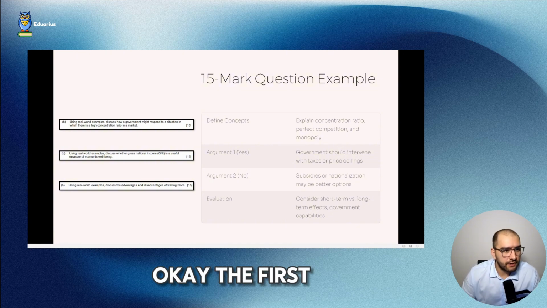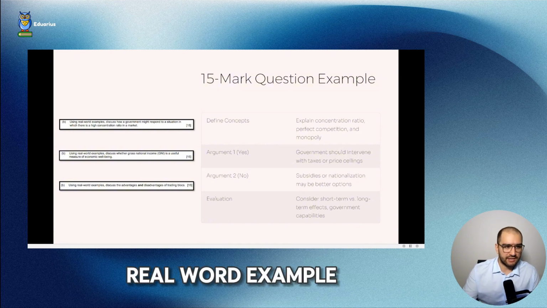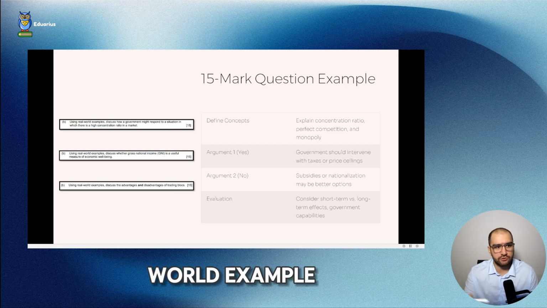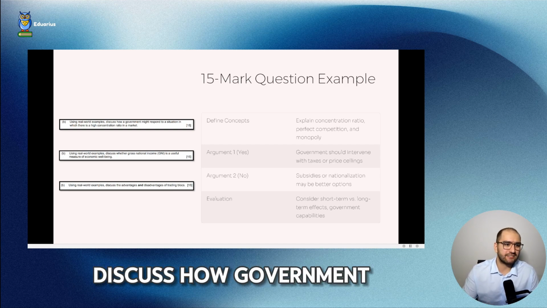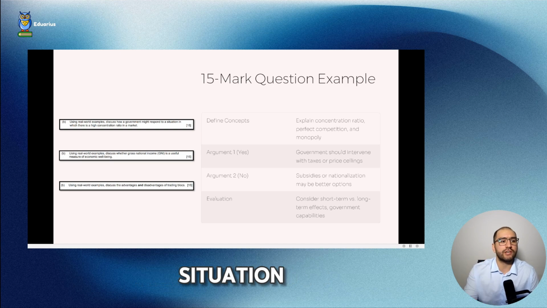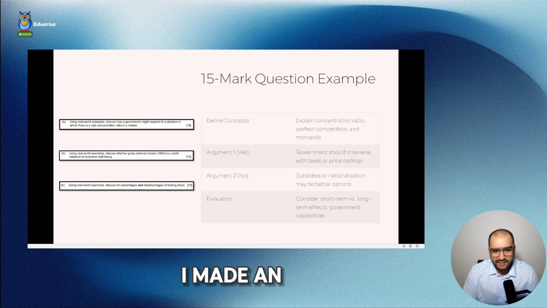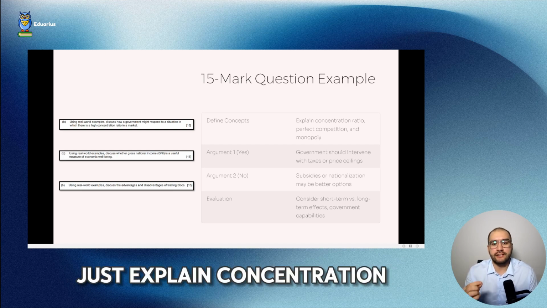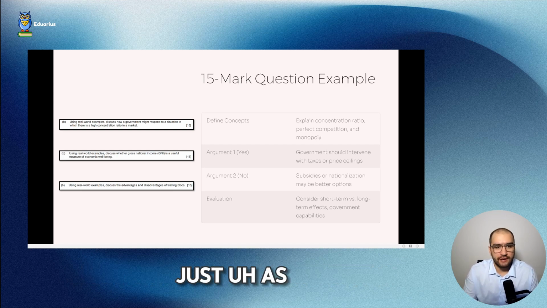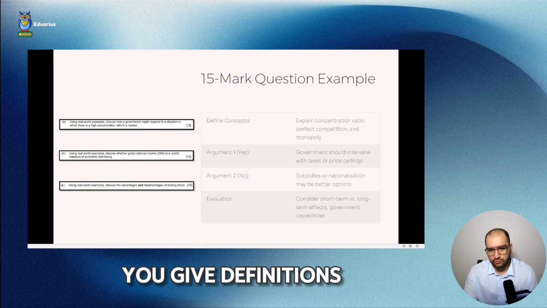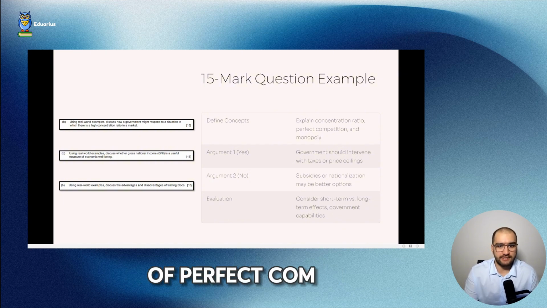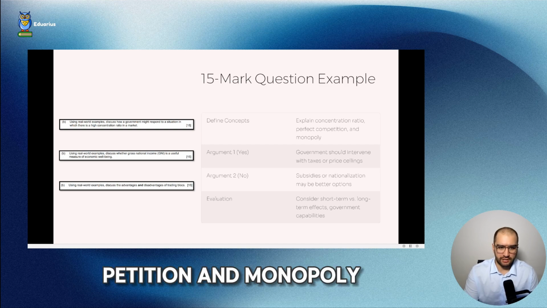Okay, the first will be using a real world example, just a 15-mark question. Discuss how government might respond to a situation in which there is a high concentration ratio in the market. I made an example, just explain concentration ratio. Just as for the 10-mark question, you give definitions, perfect competition and monopoly.